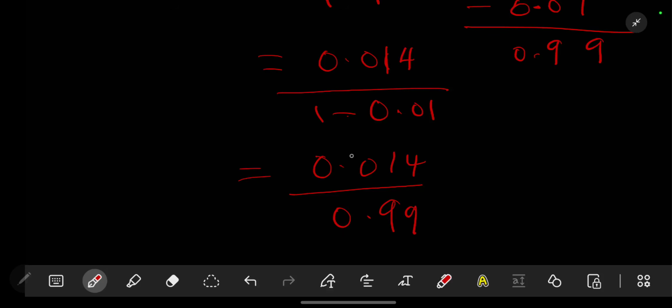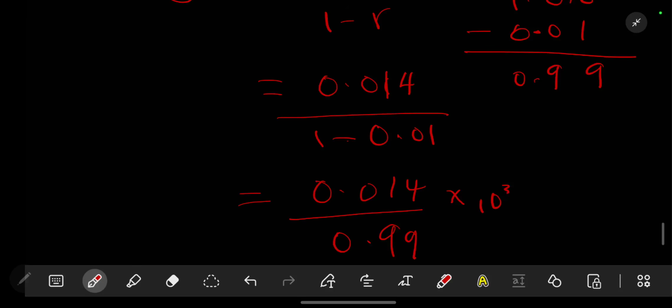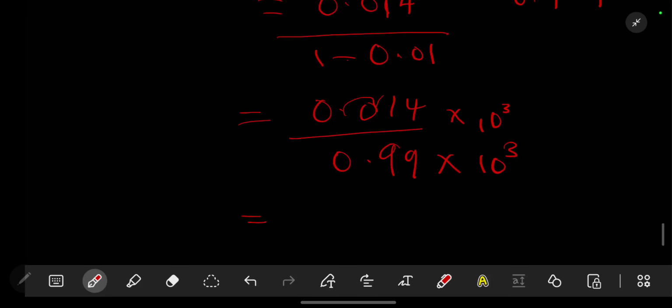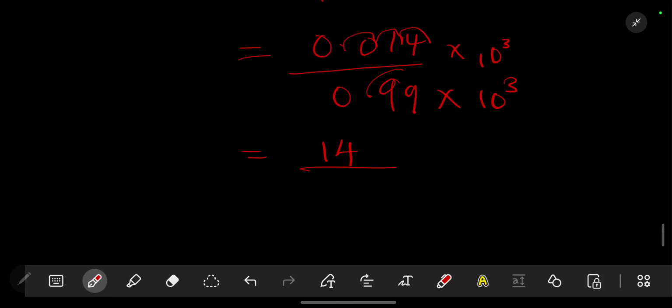From here we have 3 numbers after the decimal point, so we multiply by 1000. 1000 is the same as 10 to the power 3. So if I say 10 to the power 3, it's 1000, because the power will indicate the number of zeros. So I'll multiply 10 to the power 3, but if you want, you can write 1000. So on top it will be 14 over 990. Now 2 can enter into both numbers. So 14 divided by 2 is 7.